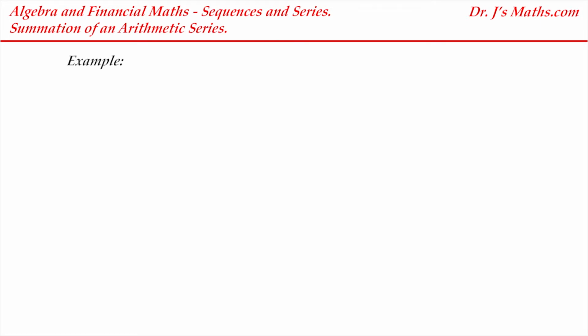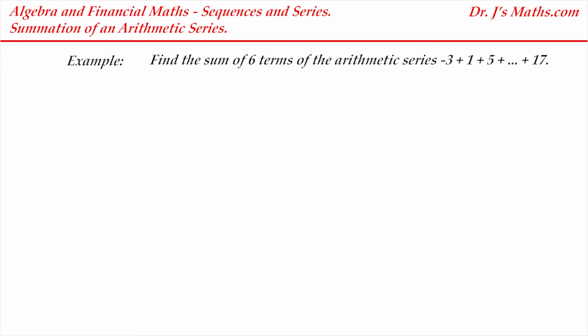So let's have a look at a few examples on using the two formulas for the summation of an arithmetic series. First question is, find the sum of 6 terms of the arithmetic series minus 3 plus 1 plus 5 up to 17. We write down that T1 is equal to minus 3 and the D is equal to 4. Now the question is, do we know the last term? Yes, we do. Excellent. So it's 17. So we can use Gauss's formula.